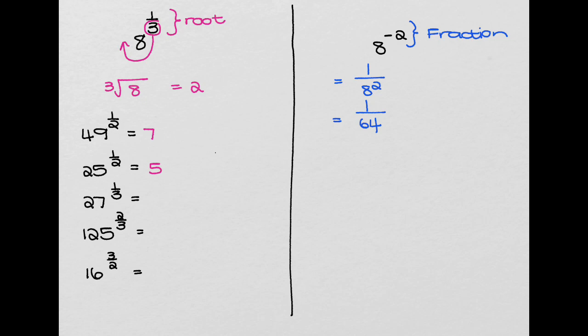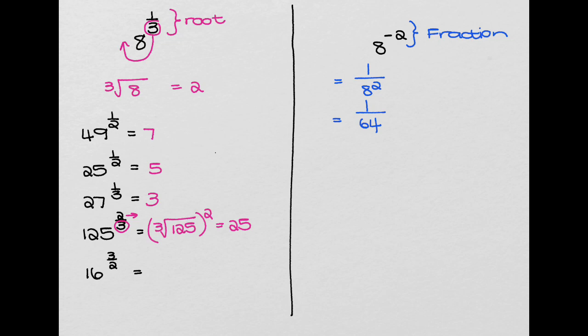27 to the power of a third means the cube root of 27, and that would be 3. Now, 125 to the power of 2 over 3. The 3 is the root, so I want the cube root. And once I've got that cube root, the 2 is the power. So what this question is saying is I want the cube root of 125, and then I'm going to square that. So the cube root of 125 is 5. 5 squared is 25.